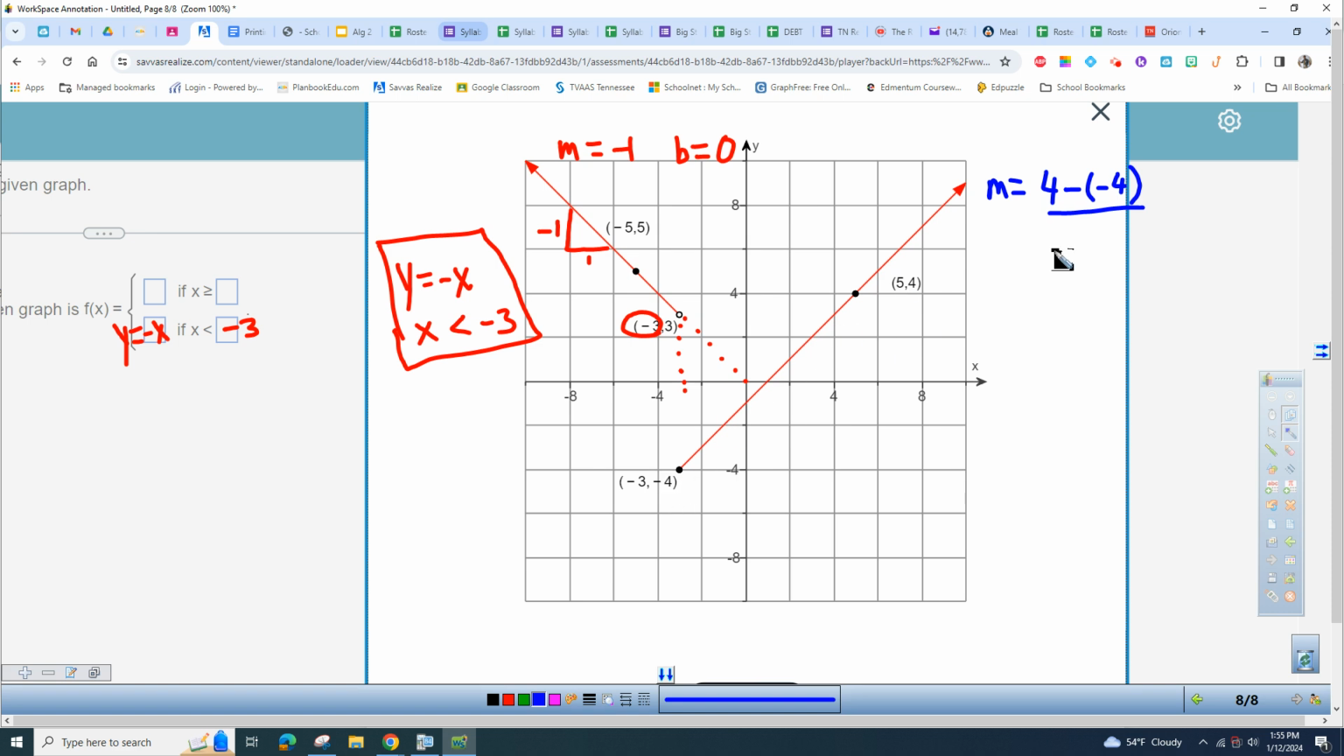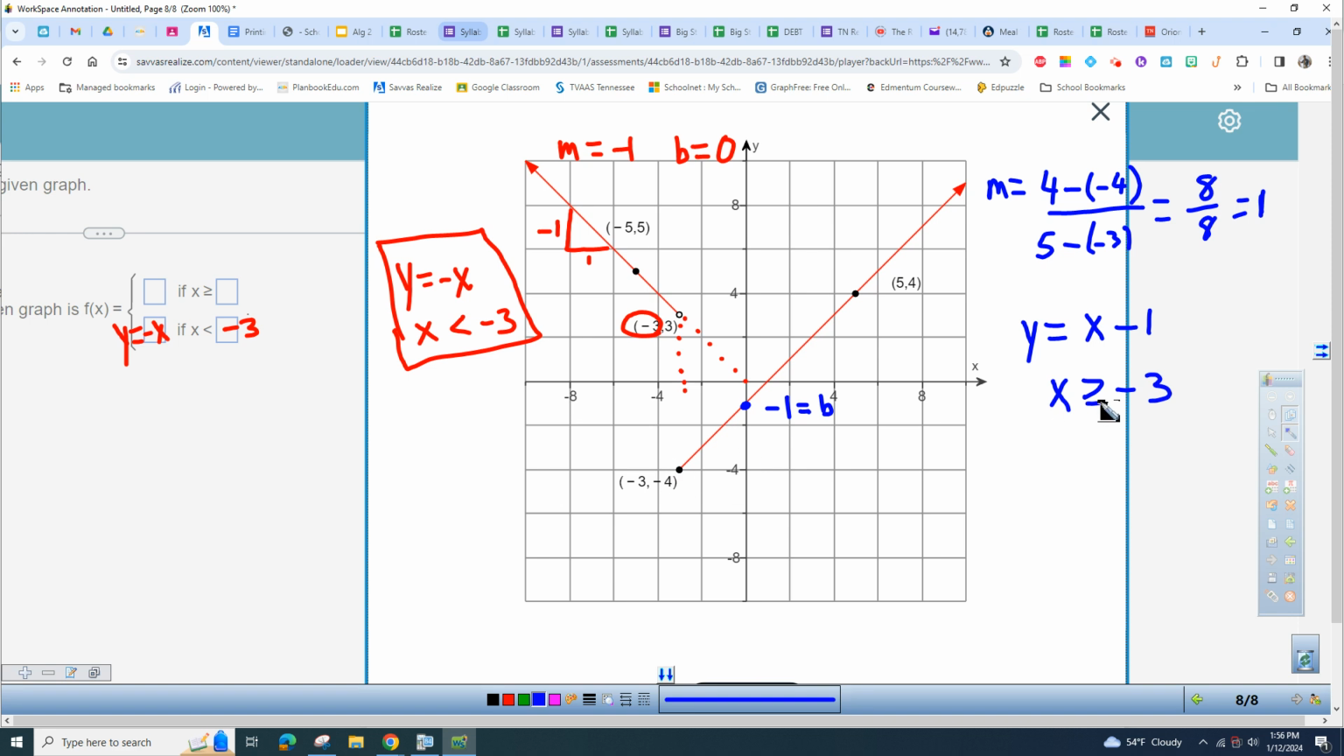And then 5 minus, and then that minus what? -3. And so that ends up being plus, doesn't it? So that's 8. 5 plus 3 is 8. So m definitely ends up being 1. And my y-intercept here is going to be -1. That's my b. For my y-intercept, my slope's up here, so that's going to be y equals 1x minus 1, and it's going to start at -3 and go to infinity. So that's x is bigger than -3.